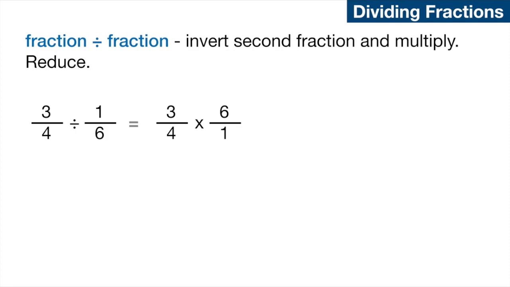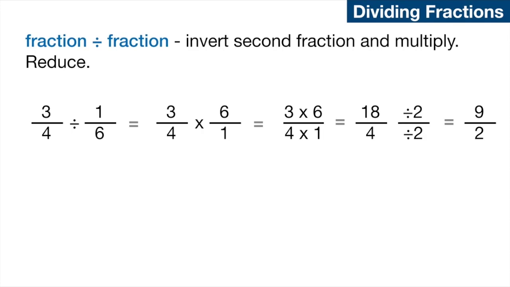3/4 divided by 1/6 is equal to 3/4 times 6 over 1. So we simply inverted the second fraction and we changed the division to a multiplication. That's how we divide. Now we know how to multiply. We just multiply the tops and the bottoms, and we get 3 times 6 equals 18 over 4 times 1 equals 4, and we can reduce that to 9 over 2.